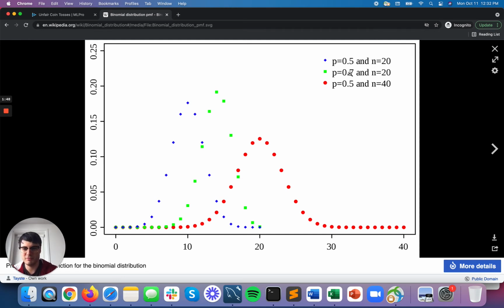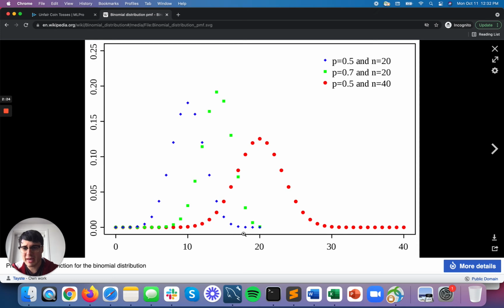You could have basically infinitely many binomial distributions defined by any value of p and any value of n. You could have 50 coin flip trials, or 30 trials, or 20 trials, or 10 million trials. And the probability of success could be 50%, but it could be 90%, or it could be 50.0001%. So you have infinitely many binomial distributions. Let's work with the red distribution for now, which is a fair coin, 50% probability of success, and 40 trials.